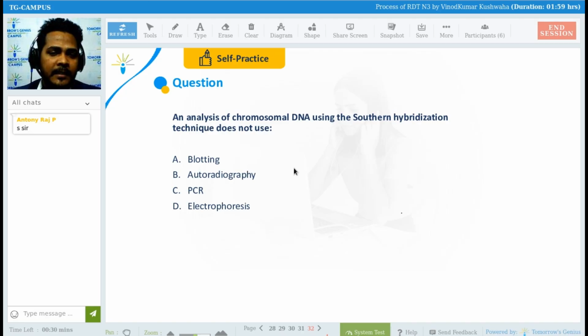The question is: an analysis of chromosomal DNA using the Southern hybridization technique does not use blotting, autoradiography, PCR, electrophoresis. Oh my god, this is also something new for you. Southern hybridization technique. But I think this is also simple.